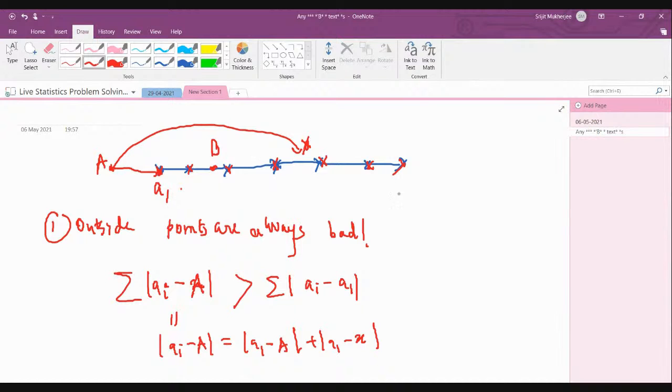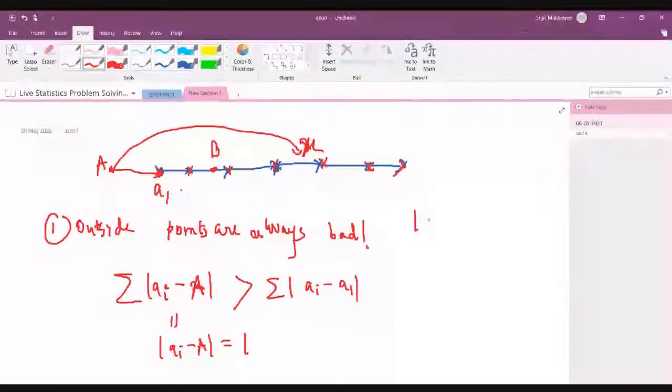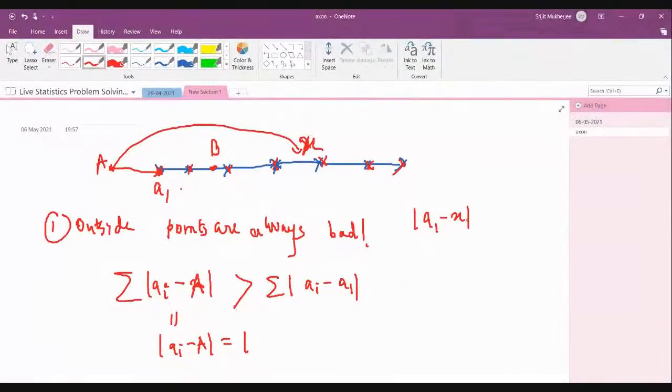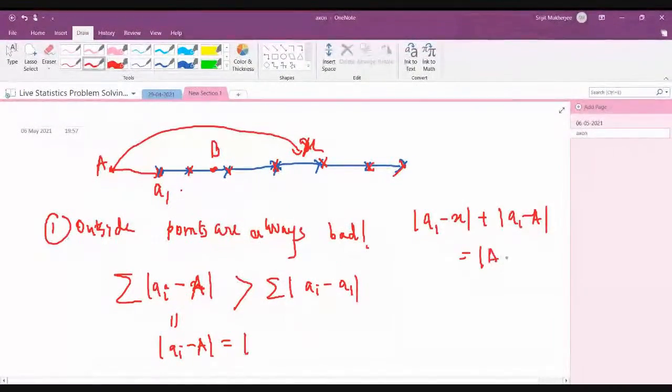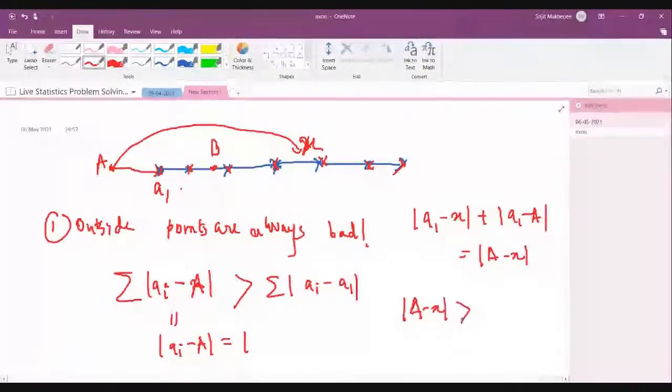So any other point over here, I will write it over here again. Let's say x is a point. So modulus of A1 minus x plus modulus of A1 minus A is actually equal to modulus of A minus x. Do you get this? So modulus of A minus x is always greater than modulus of A1 minus x for all x. Yeah, I was considering the farthest point, but with every point, this is the case.